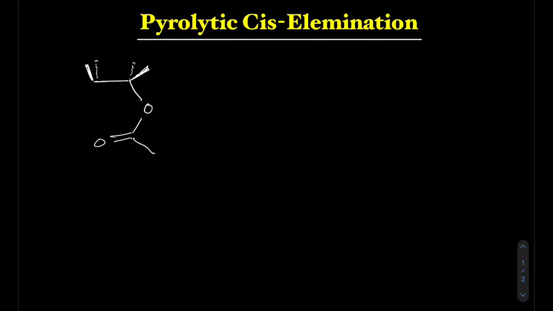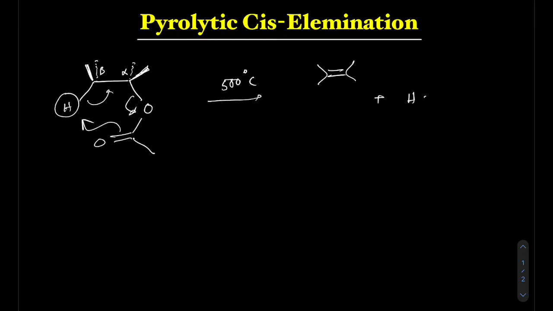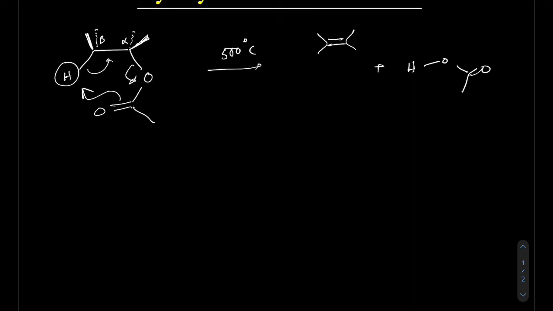In this case, the alpha-beta hydrogen, the beta carbon hydrogen, at very high temperature, about 500 degrees centigrade, what happens? This type of reaction takes place and ends up forming this product and acetic acid. So the acetate ester requires very high temperature.